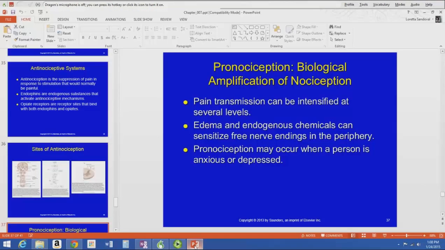So it's that idea of pro-nociception. It's biological amplification of nociception. So the pain transmission is being intensified by the edema or the endogenous chemicals, and the fact that it can happen when you're anxious or depressed.